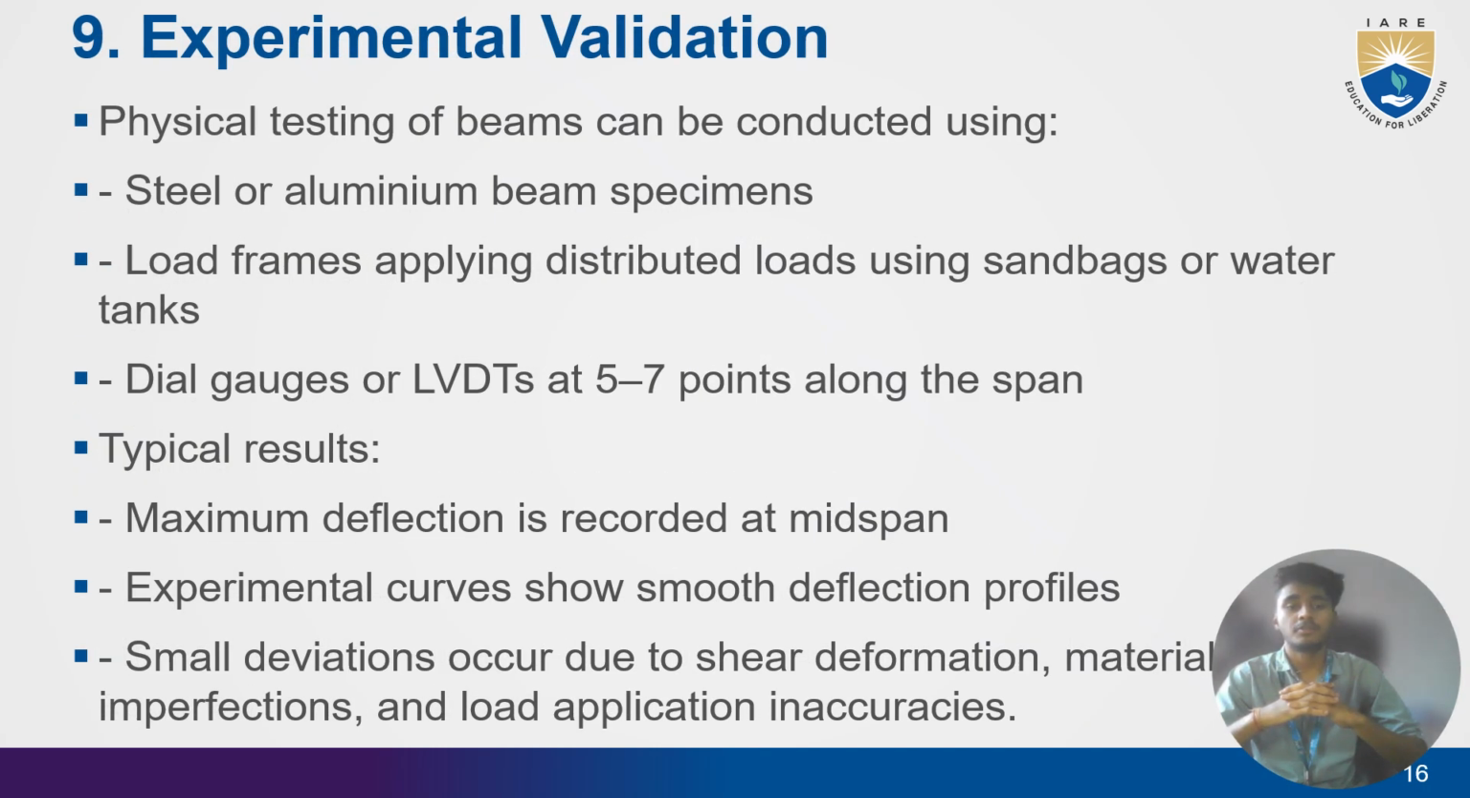Experimental validation. Physical testing of beams can be conducted using steel or aluminium beam specimens, load frames applying distributed loads using sandbags or water tanks, and dial gauges or LVDTs at 5-7 points along the span. Typical results: maximum deflection is recorded at the mid-span. The experimental curve shows a smooth deflection profile. Small deviation occurs due to shear deformation, material imperfections and load application inaccuracies.